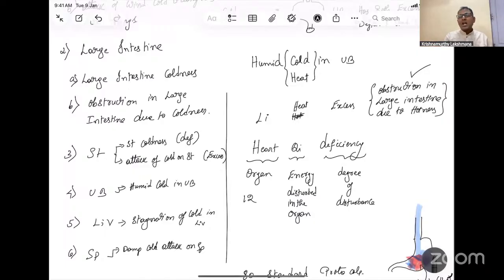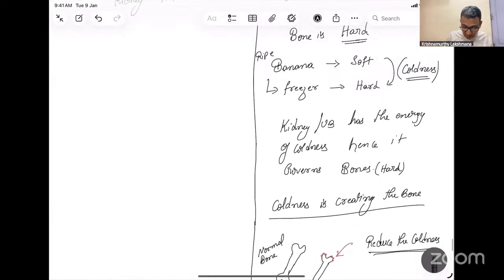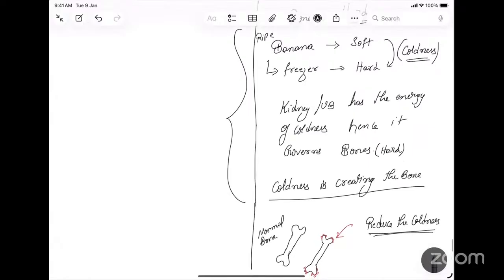Now, if I had not given you the statement of keeping a fruit in a freezer and it will become hard, and bone is a hard content, and coldness creates hardness, and coldness creates the bone. If you don't understand this statement, then is it easy to think in that way? No, sir. It will be difficult. You will be lost. Perfect example.